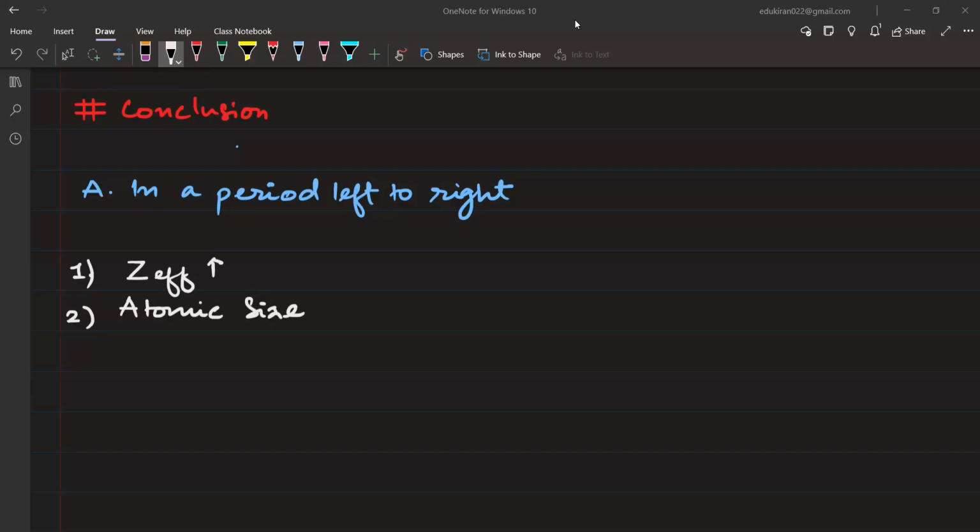So atomic size, see, Z effective is increased. That means the nuclear charge is increasing. More positive means more attraction. More attraction means electron will be nearer to the nucleus. That means the size will be decreasing. Third is ionization enthalpy.